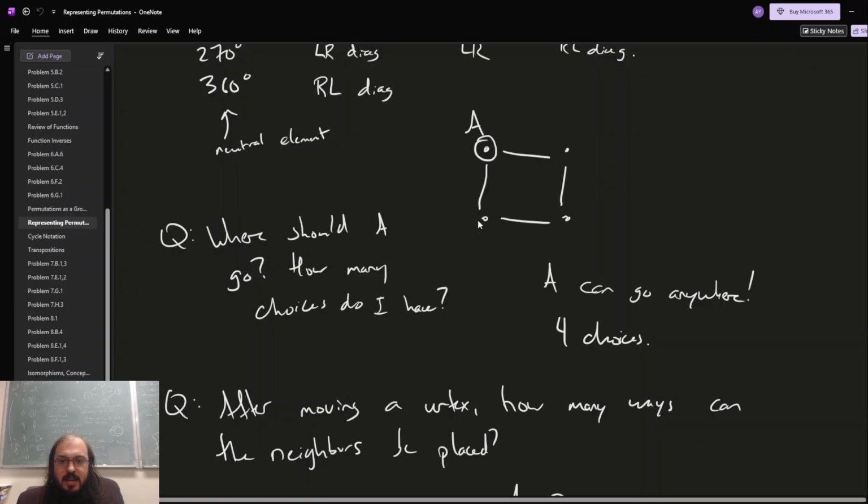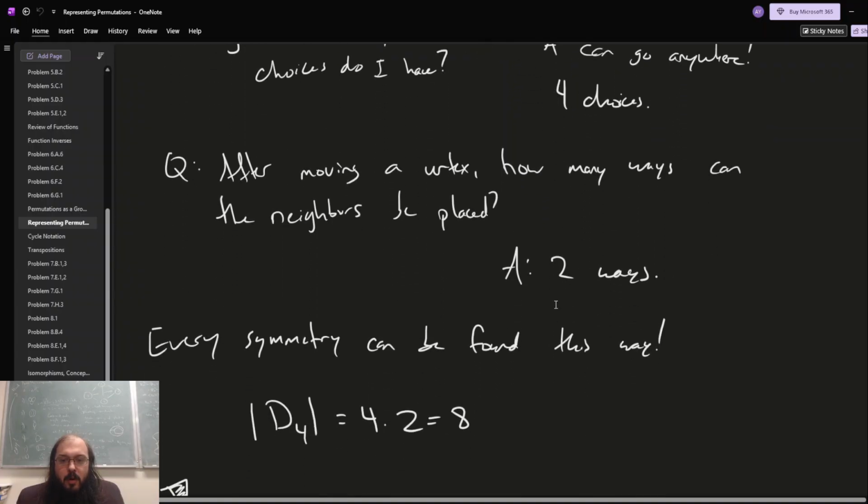I can place B and D in their so-called orientation preserving arrangement. I know it's a bit of a mouthful, but I can place B to the right of A, clockwise from A, or I can do a reflection. And if I do the reflection, then B and D switch places, and we would call that orientation reversing. And so there will be 4 ways to place a vertex and 2 ways to place the neighbors. And you can see that that's everything, because once I've placed A and its neighbors, C only has one choice for where to go after that.